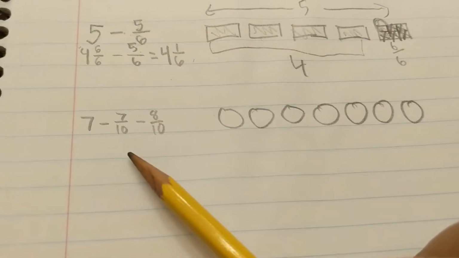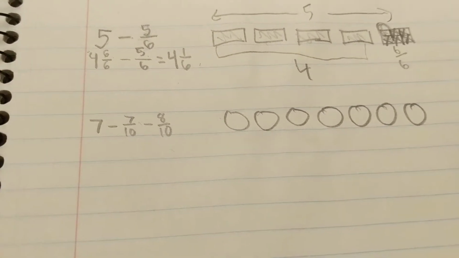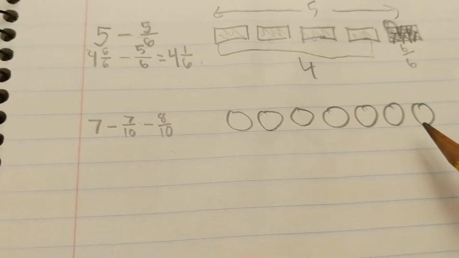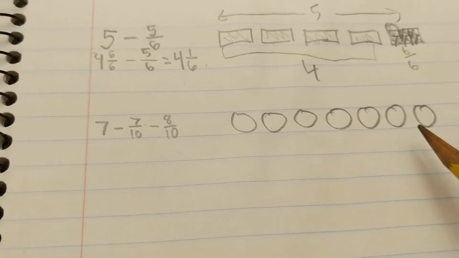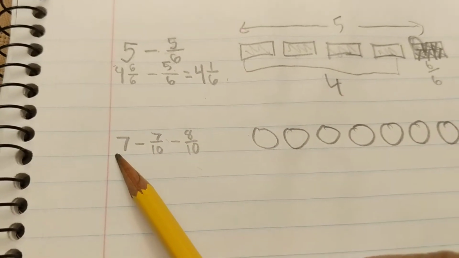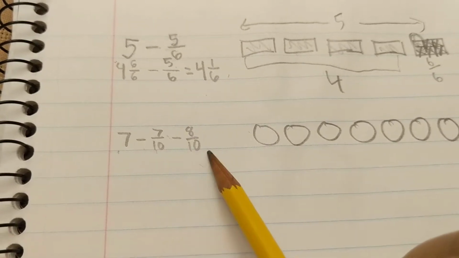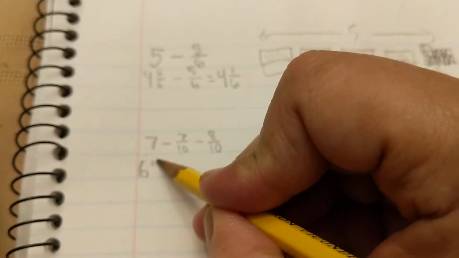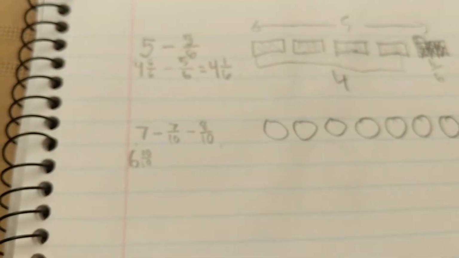Here, I'm going to need to get some tenths so that I can take these tenths away. I've got 7 wholes. I need to trade some in. The first thing you have to ask yourself is, if I trade in one of these, will I have enough to take away both? Well, if I take away 1, I'll have 6 left over, and I'll get 10/10 for the one I traded in.